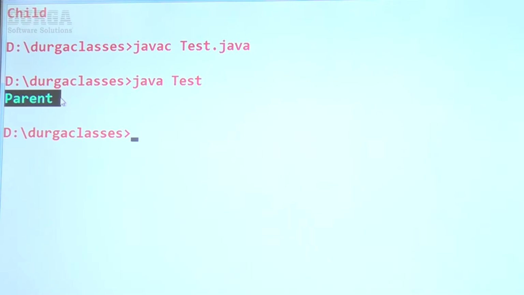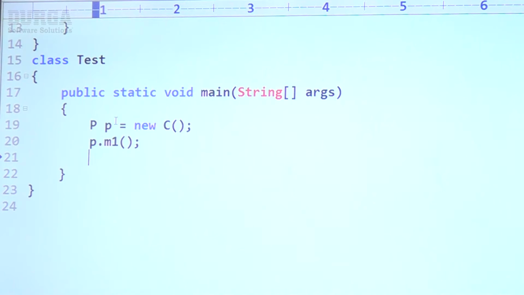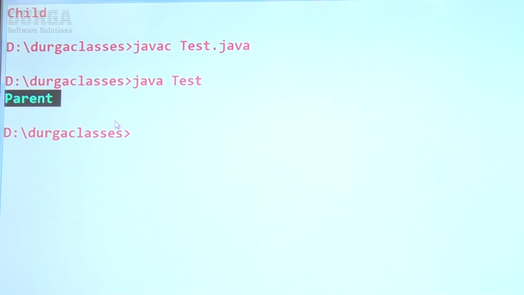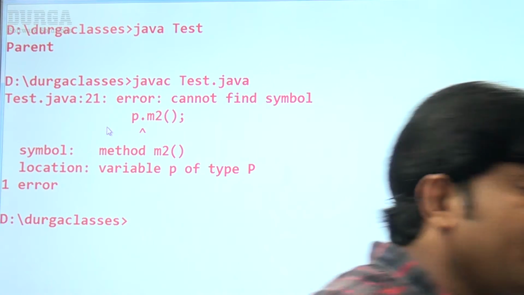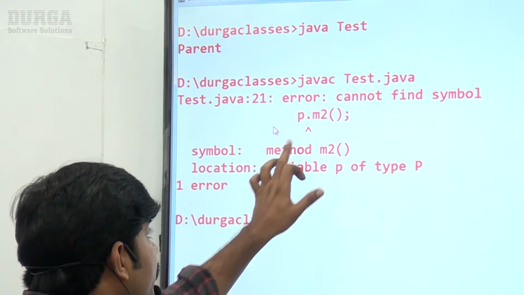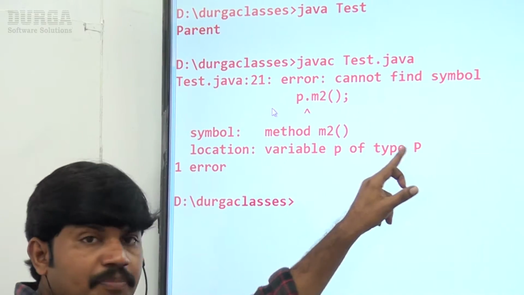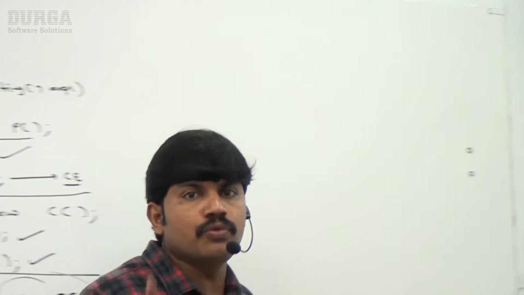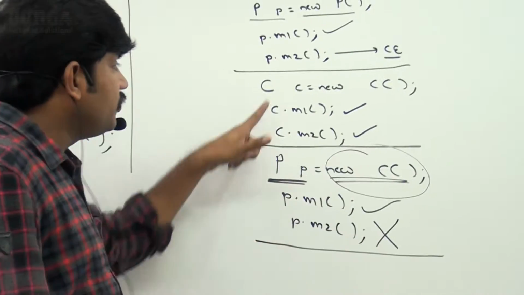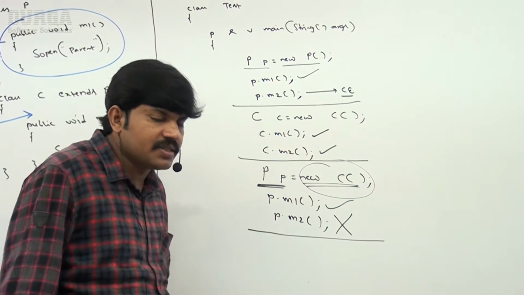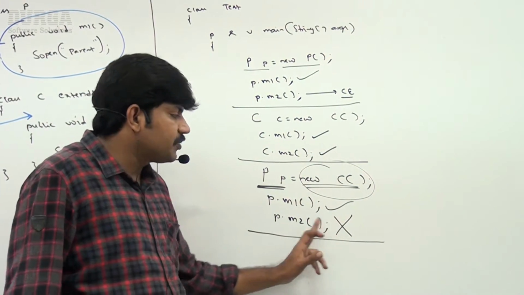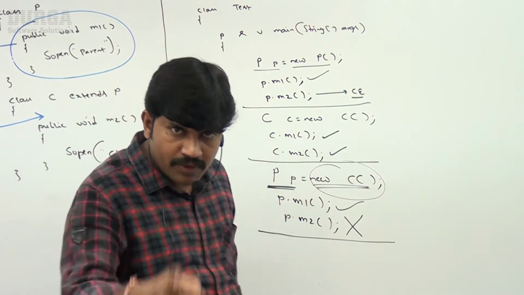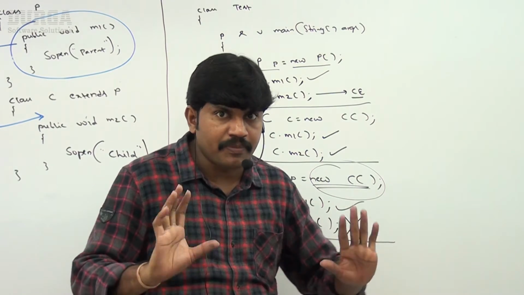What answer are we going to get, sir? Parent. But P.M2, immediately we are going to get a compilation error, sir. Have you observed? Immediately we get an error. M2 is not available for the P type. So, a parent reference can be used to hold a child class object, but by using that reference, we can't call child specific methods. We can call only the methods available in the parent class.